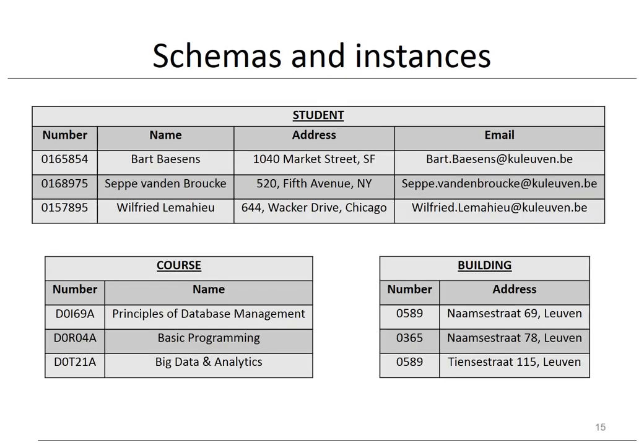Here you can see an example of a corresponding database state. You can see that the database includes data about 3 students, 3 courses, and 3 buildings.